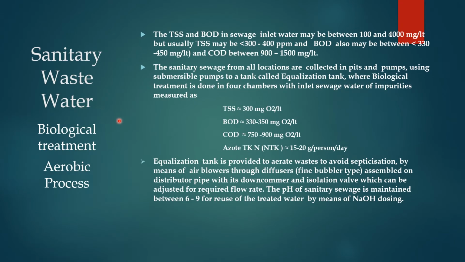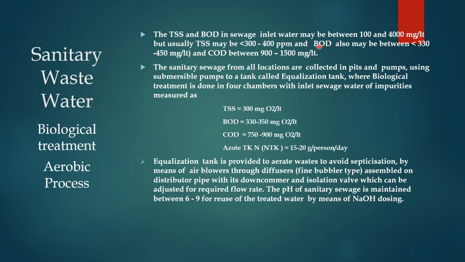Normally, sanitary wastewater is treated by biological treatment by means of aerobic process or anaerobic process. The aerobic process is the best one. The total suspended solids and BOD in sewage inlet water may be between 100 to 4000 milligram per liter. But usually TSS may be around 300 to 400 ppm in the sewage inlet from the plant or municipality, and BOD, biochemical oxygen demand, may be between 330 and 450. That is, biochemical oxygen demand is slightly more than the TSS.